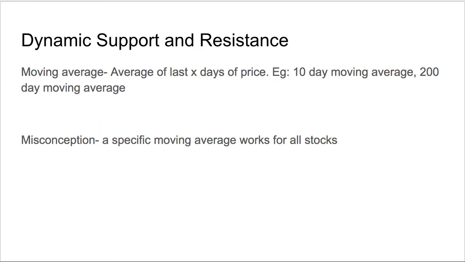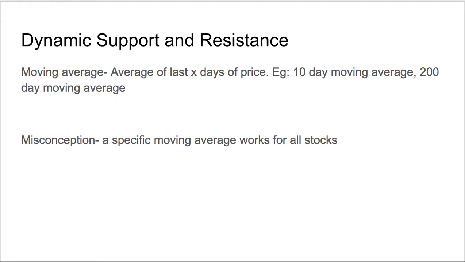Now the dynamic support and resistance, which is what most individuals look at. Let's talk about moving averages. A moving average is an average of the last X days of price. If you pull out a 10-day moving average, it's the average price of the last 10 days. A 200-day moving average is the average price of the last 200 days. That's easy to understand in terms of dynamic support and resistance.